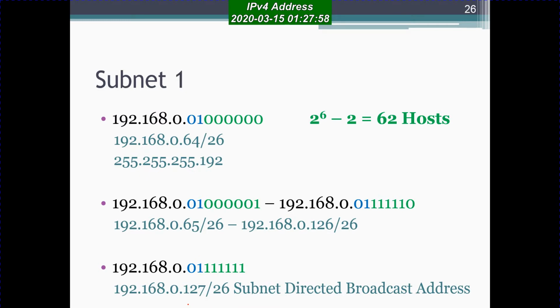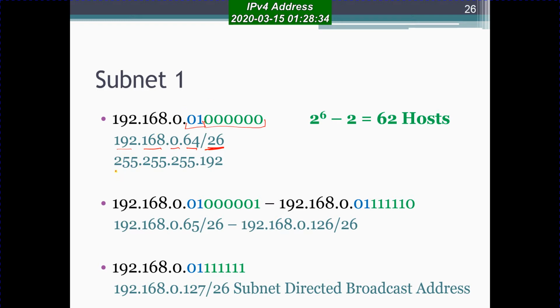Now let's go to subnet 1. Same story. In subnet 1, we move to a different combination in the subnet field, which is 01 in blue color. Of course, we have to leave all 6 bits in the host address field at 0. Let's convert back to decimal. It becomes 192.168.0.64. This is the address of subnet 1, with /26 to indicate that 26 bits are now used for the subnet address.